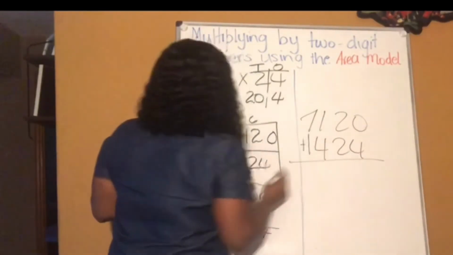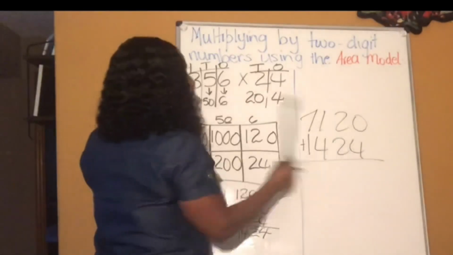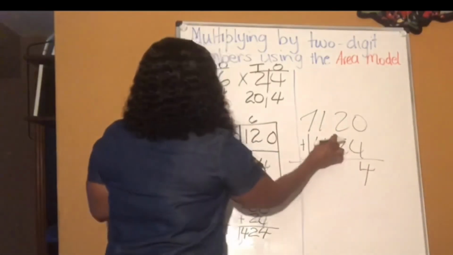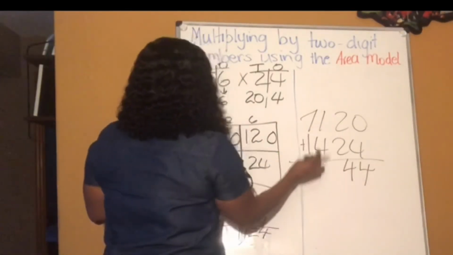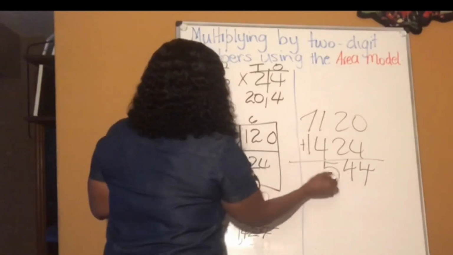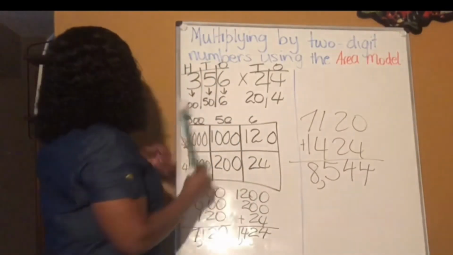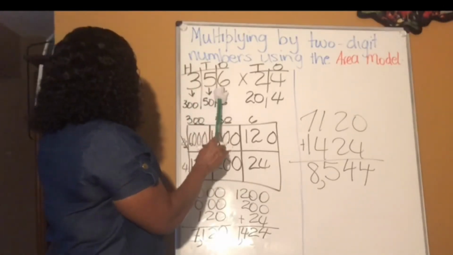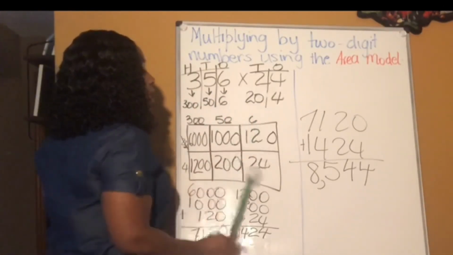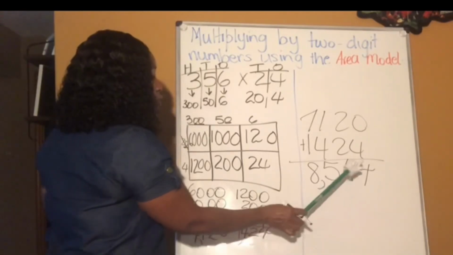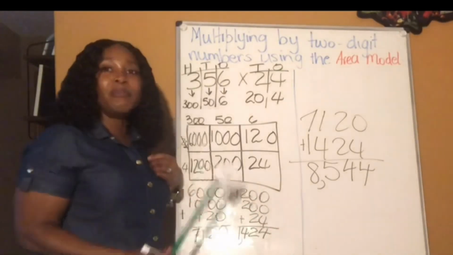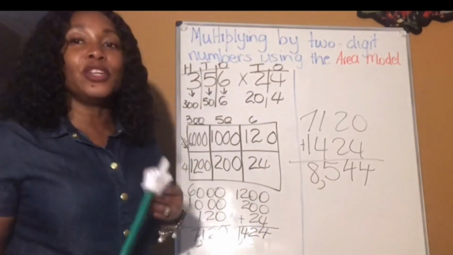I'm going to add them together. 4 plus 0, that's 4. 2 plus 2, that's 4. 4 plus 1, 5. And 7 plus 1, that's 8. So 356 times 24 is 8,544.